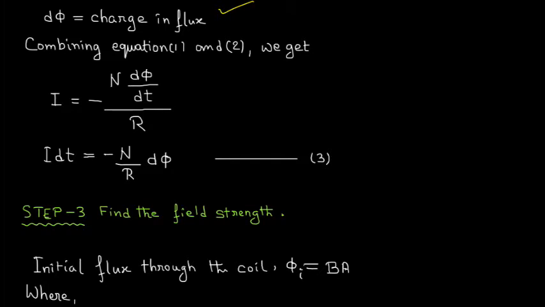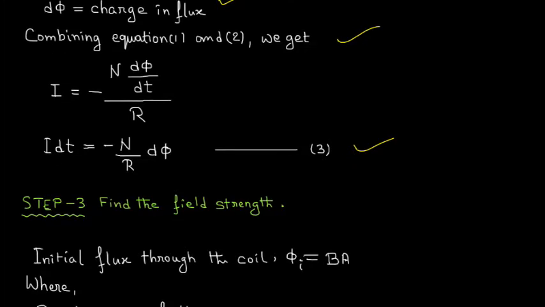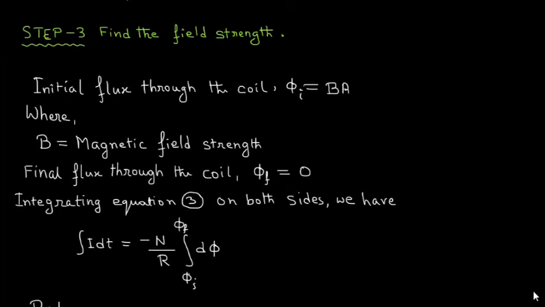So comparing equation 1 and 2, we get I is equal to minus N d phi by dt upon R. So I dt is equal to minus N upon R d phi. This is equation number 3. Step 3: find the field strength.